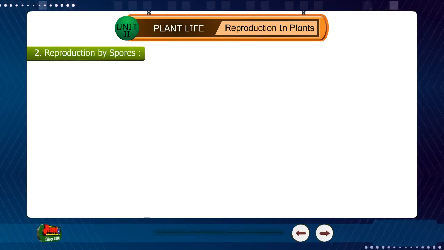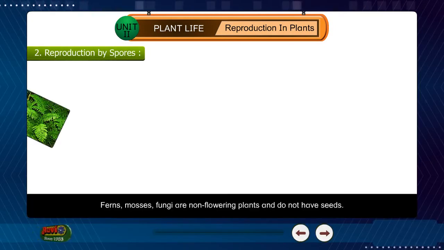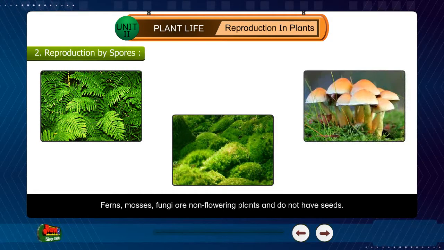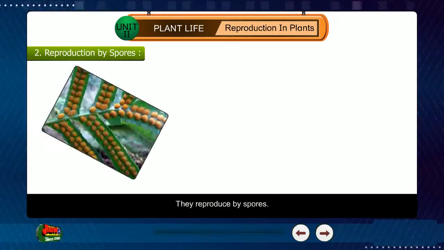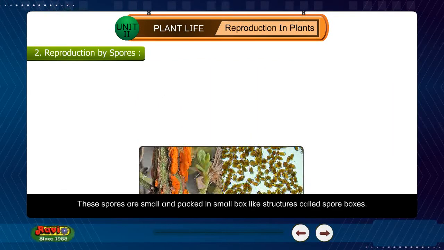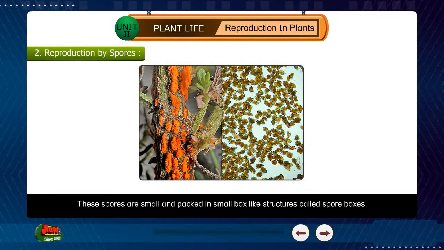2. Reproduction by spores. Ferns, mosses, fungi are non-flowering plants and do not have seeds. They reproduce by spores. These spores are small and packed in small box-like structures called spore boxes.